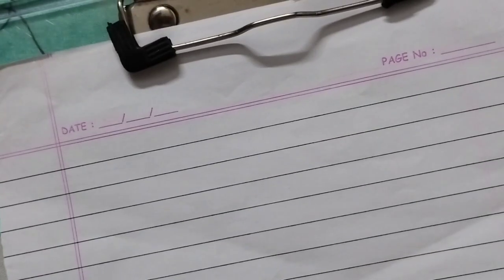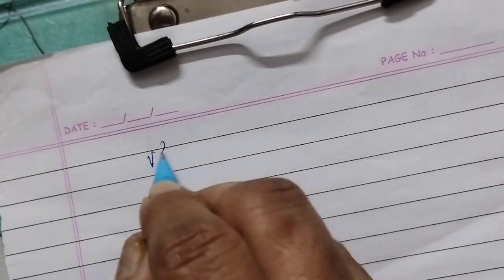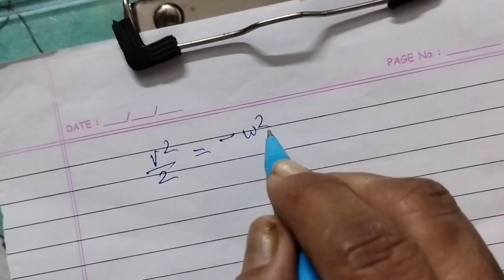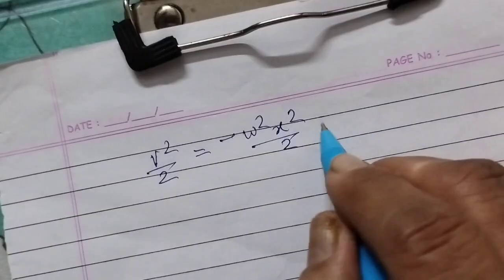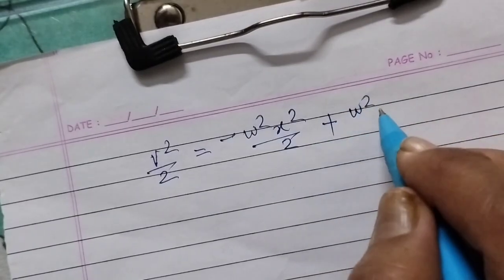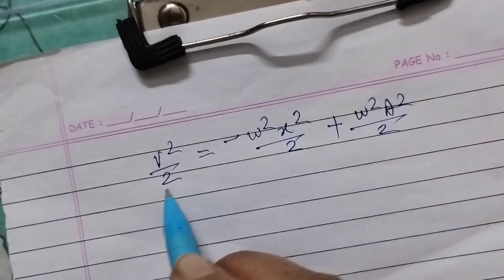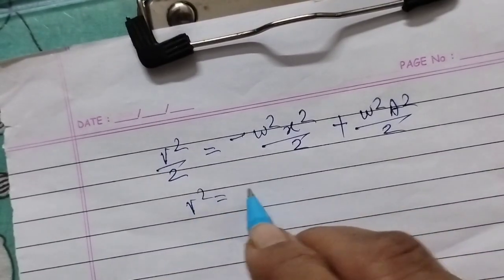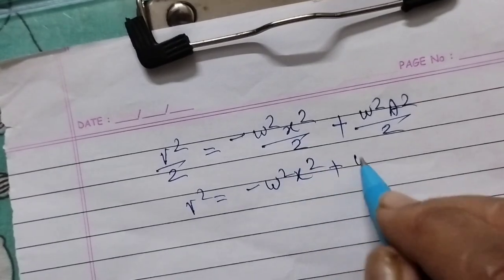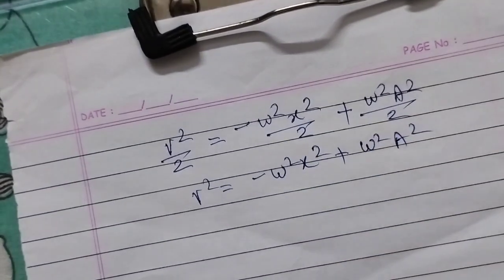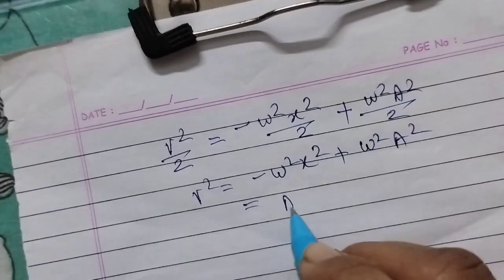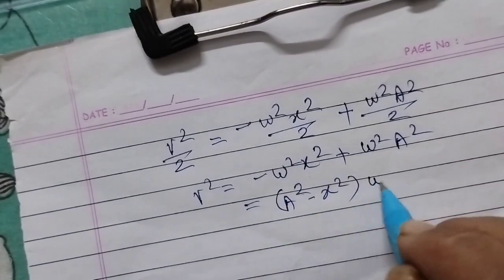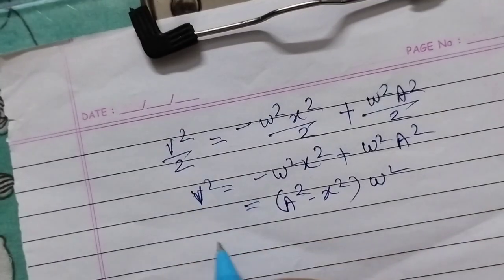Putting the value of c, what will you get? So v square by 2 equals to minus omega square x square by 2 plus, putting the value of c, omega square a square by 2. Now 2 is common, so we can eliminate it. So v square will be equals to minus omega square x square plus omega square a square. Putting the positive first, it will be equals to a square minus x square, into omega square over here.